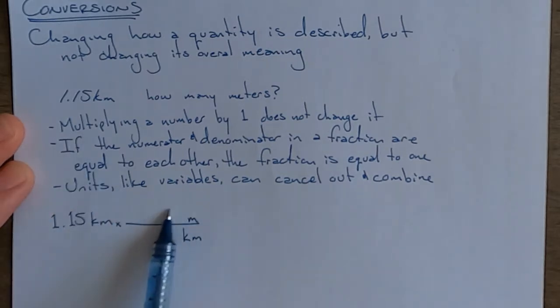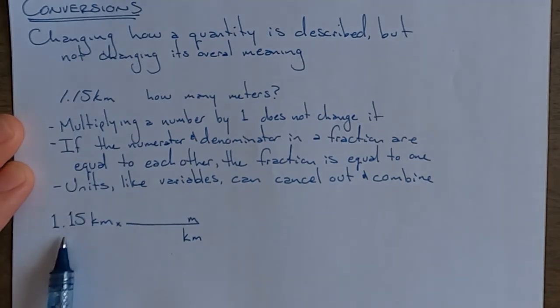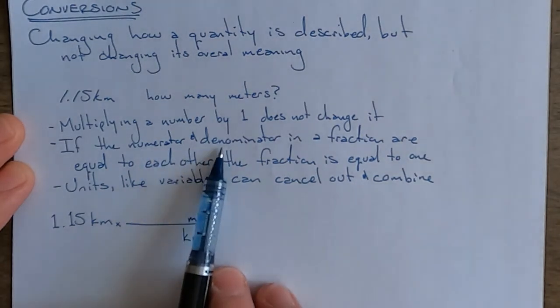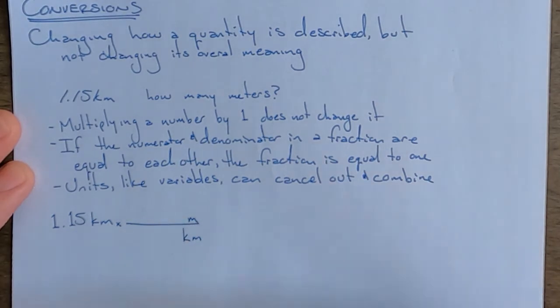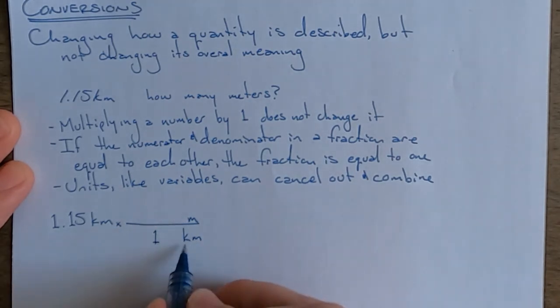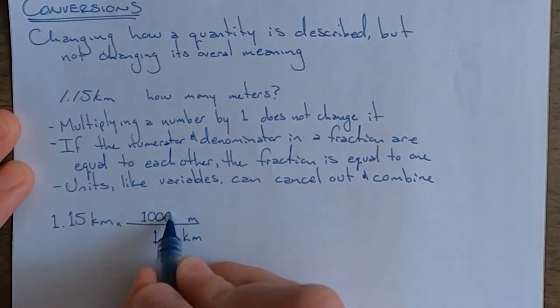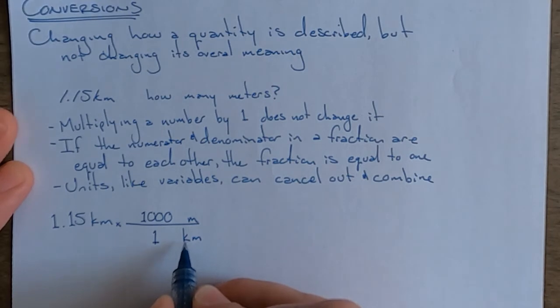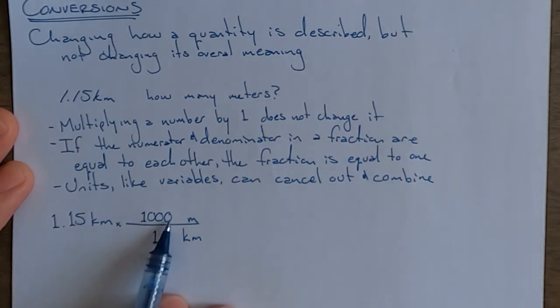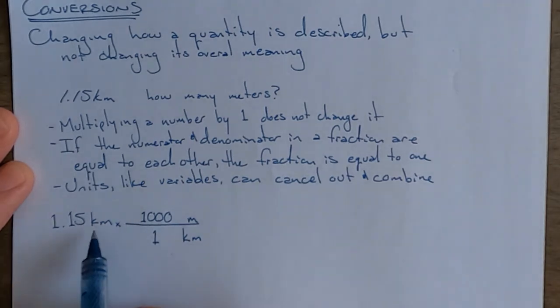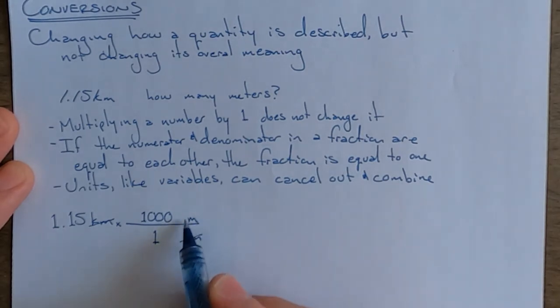Now, we want to make this fraction equal to 1 so that we aren't actually changing what our quantity is or what it means. So we need to make our numerator and denominator in this fraction equal to each other. And so we need to know, how many meters are in a kilometer or how many kilometers are in a meter. The strategy I always tell people is pick which of these is larger, a kilometer or a meter. The larger thing is a kilometer, and so we'd put 1 there, and then you would put how many meters are in a kilometer. Kilo means 1,000. And so we can see that if we did 1.15 kilometers times 1,000 divided by 1, that kilometers will cancel out. And as units, we would only have meters left.